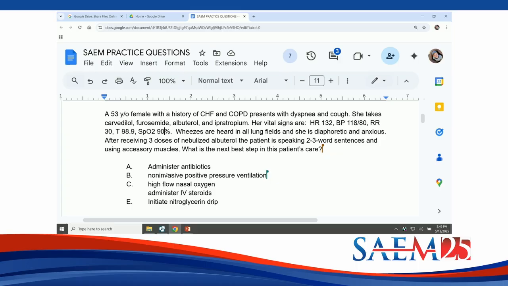Anti-anxiety. Ooh. And that's why in my mind, initiating nitro doesn't, and even antibiotics. Except the CHF will trigger them for that, right?